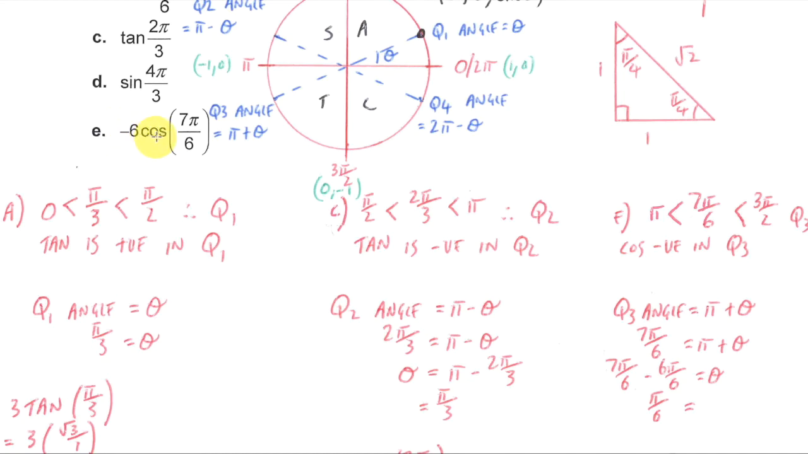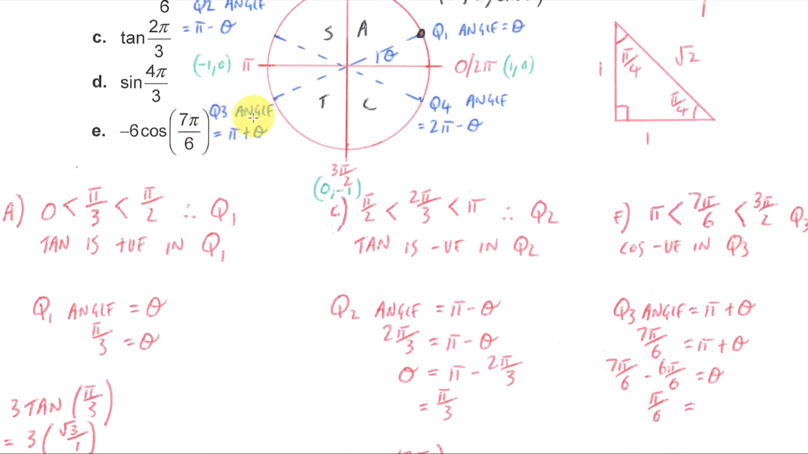E, negative 6 cos of 7 pi on 6. So 7 pi on 6, so it's a little bit over 1 if you think about it that way, ignoring the pi, because basically it's simplified being 7 on 6. Pi is 1, 3 pi on 2 is 1.5, so 7 pi on 6 is going to be greater than pi but less than 3 pi on 2, therefore I'm in quadrant 3. All schools teach crap. So the only thing that's positive in quadrant 3 is tan. Therefore, cos is going to be negative.